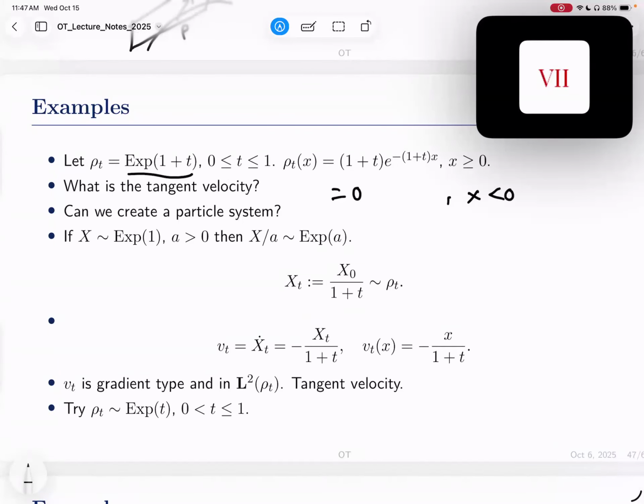Good. This rho t seems particularly nice. It's exponential of 1 plus t. It's clearly continuous. Okay, can we show that this is an absolutely continuous curve?